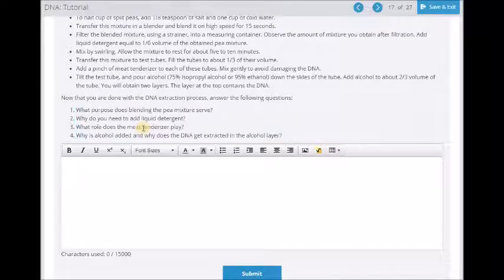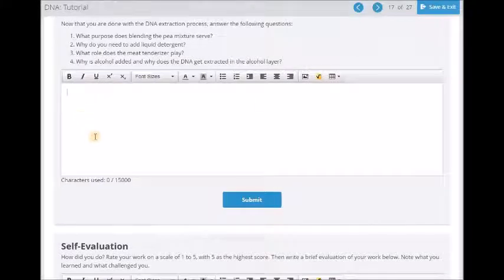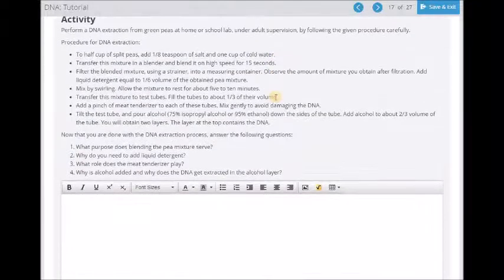The meat tenderizer is an enzyme. What did it do? Okay, what did the alcohol do? That's very important. And what you type in here is you answer those questions. Those four questions have to be answered here. Now, to be totally honest with you, you don't really have to do the lab to answer those questions. But the lab's cool, you should do it anyways, okay?